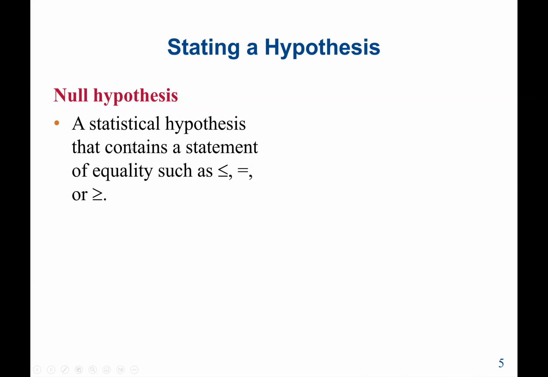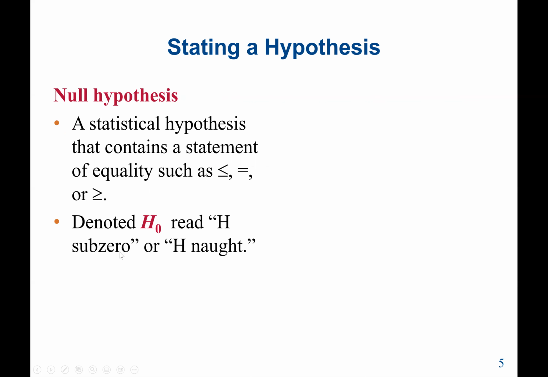So first is the null hypothesis. So that will be our claim. Here we say a statistical hypothesis that contains a statement of equality, such as less than or equal or greater than or equal. And it's normally denoted by H0, which is read as H sub 0 or H naught.